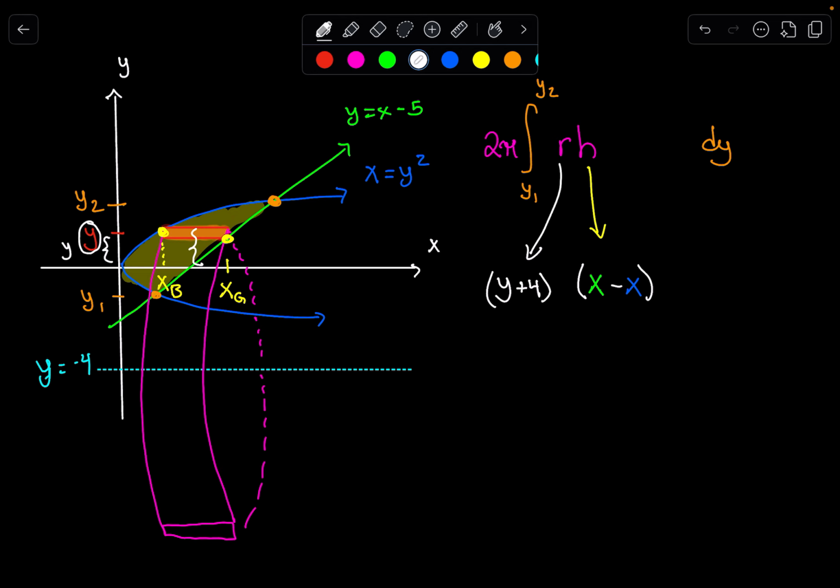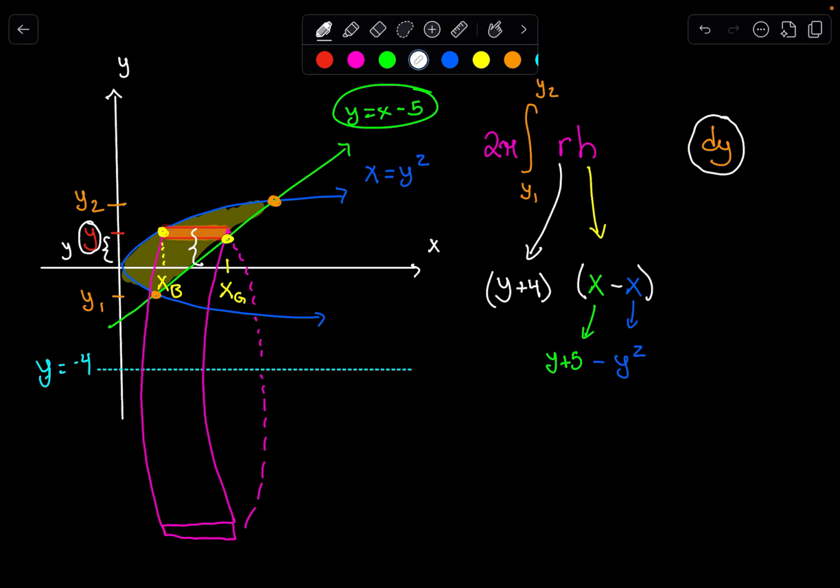And again, those x values are different. They come from different graphs. And we need to get both of them in terms of y because we are integrating with respect to y. And so we'll take this first one and very quickly solve it to get x. And we'll get that x is equal to y plus 5. So that's not too bad. And then in the other one, we already are given that x is equal to y squared. So we just have a minus y squared here. And we're pretty much done.